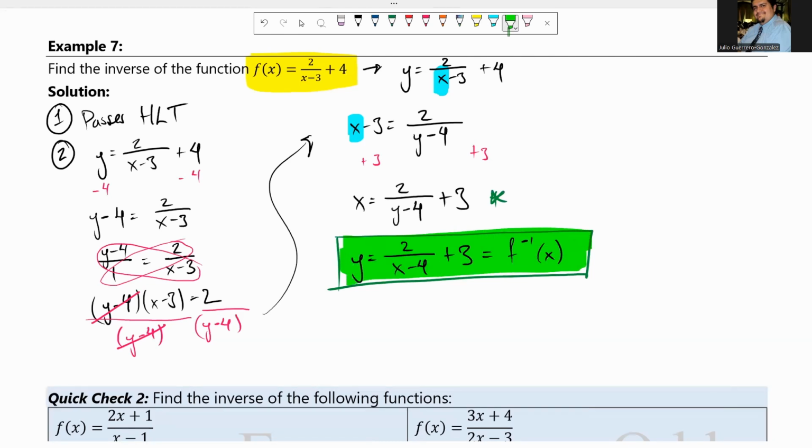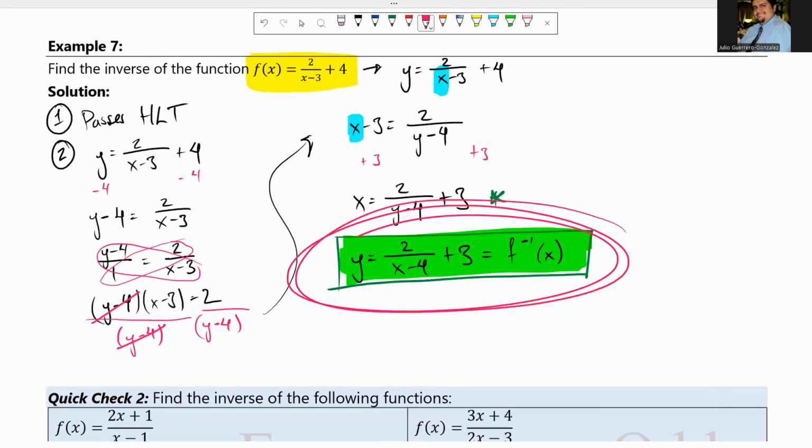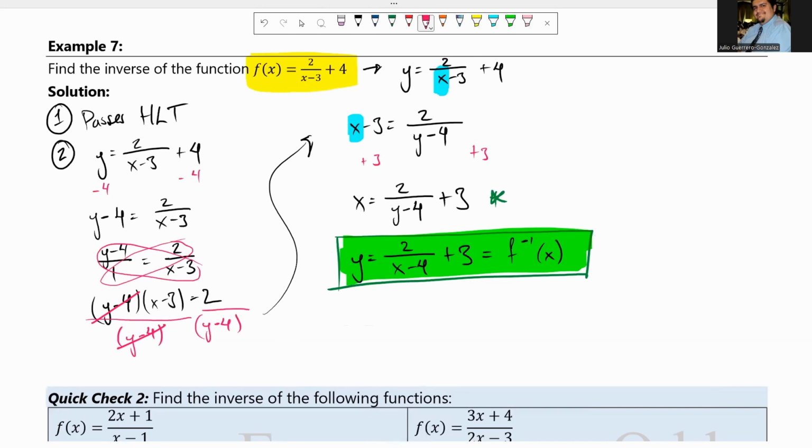That means that if I grab this function that I just found and do the composition of this with my original function, then I will get x back. In other words, if f of x does anything, f inverse, the one highlighted in green, will undo it.